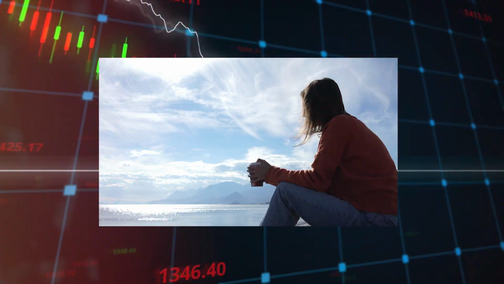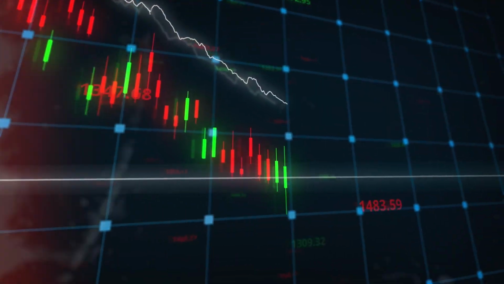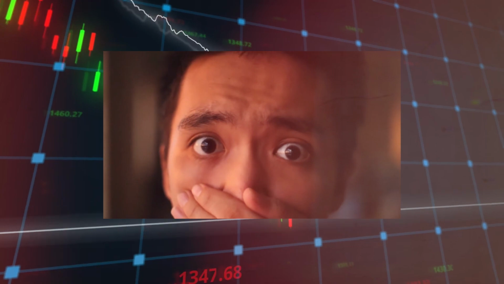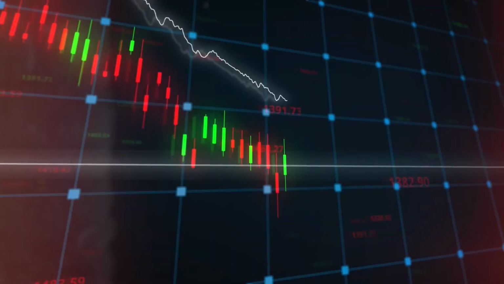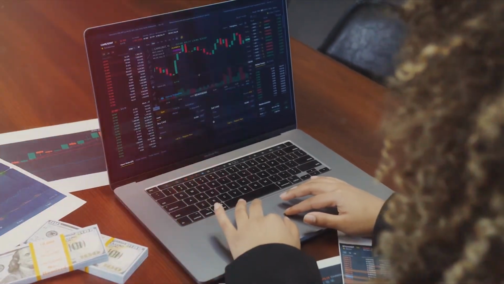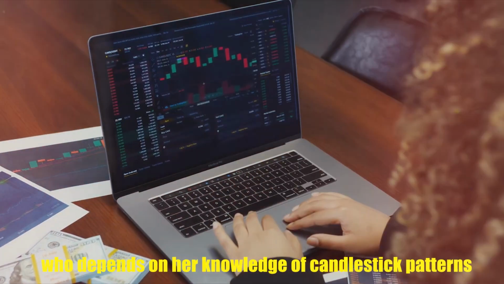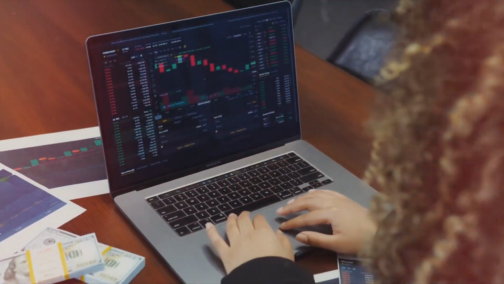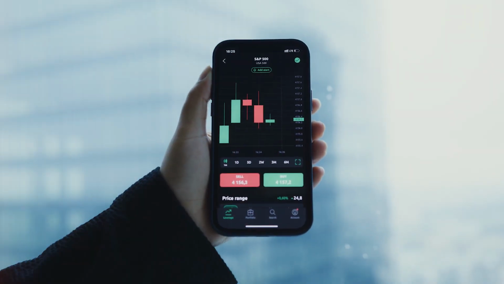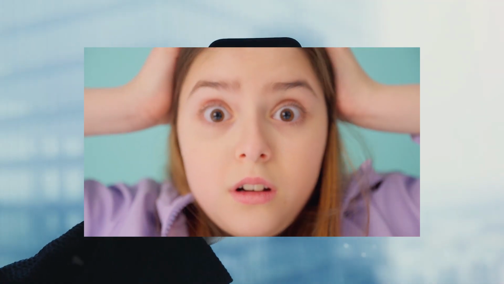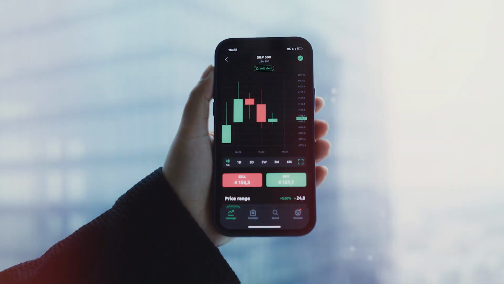It's an ordinary day on the trading floor, where fortunes may be gained or lost in the blink of an eye. Meet Sarah, an experienced trader who depends on her knowledge of candlestick patterns to navigate the turbulent market. Sarah's eyes widen when she notices a familiar pattern forming in the chaos.